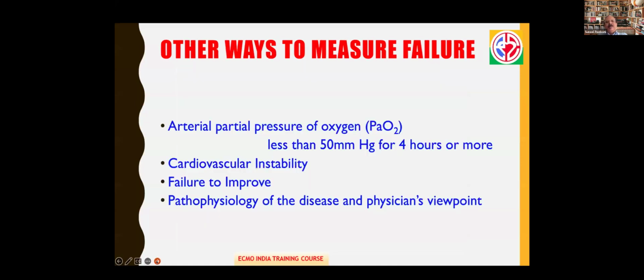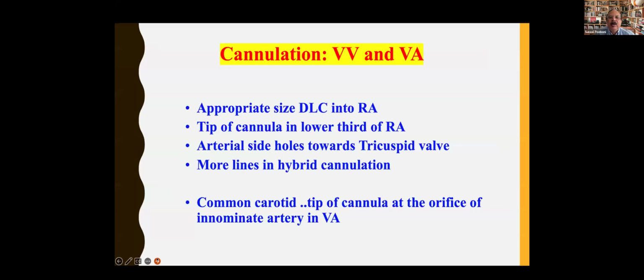to ECMO. Other ways of measuring failure are also there, such as PaO2 of less than 50 millimeters of mercury for 4 hours or more, cardiovascular instability and failure to improve. These are the other indications for going on to ECMO. But ultimately, the physician's viewpoint will be more valuable.